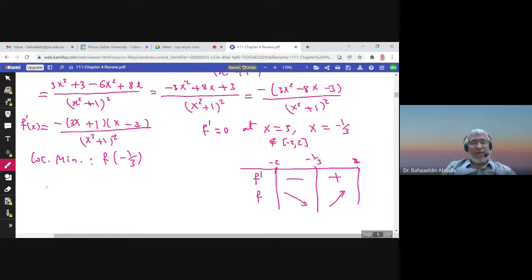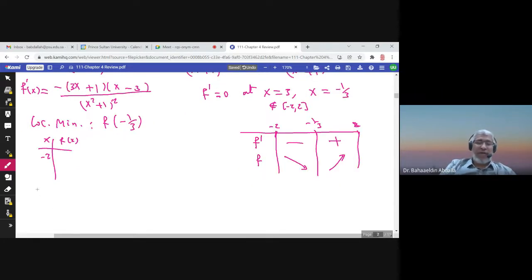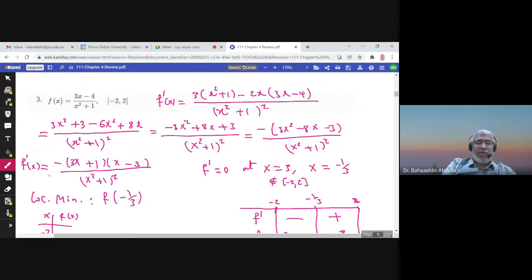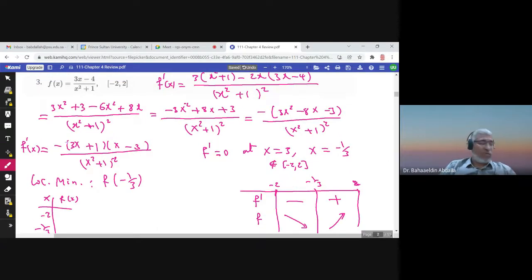To find the absolute maximum and absolute minimum, as usual, I put the endpoints of the interval and all the critical numbers inside this interval. And I go to f of x and I replace x by negative 2. So negative 6 minus 4, that's negative 10, and negative 2 squared is 4 plus 1, that's 5. So actually f of negative 2 is negative 2.